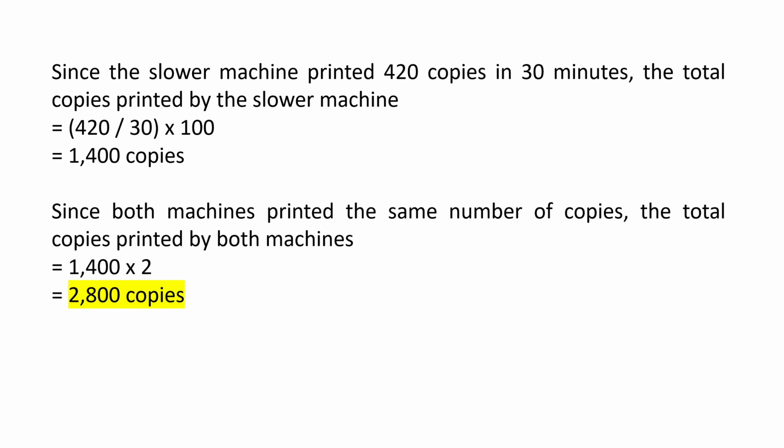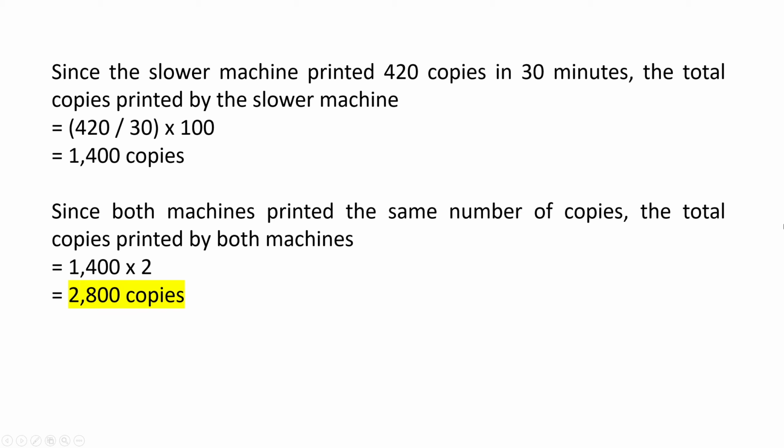So therefore, since the slower machine printed 420 copies in 30 minutes, the total copies printed by the slower machine would simply be 420 divided by 30 multiplied by 100, and we'll get 1,400 copies. 420 divided by 30, we get the number of copies printed per minute by the slower machine, and since the slower machine printed for a total duration of 100 minutes, so we take the printing speed of the slower machine per minute multiplied by 100, being the time that the slower machine was printing, and we get 1,400 copies.